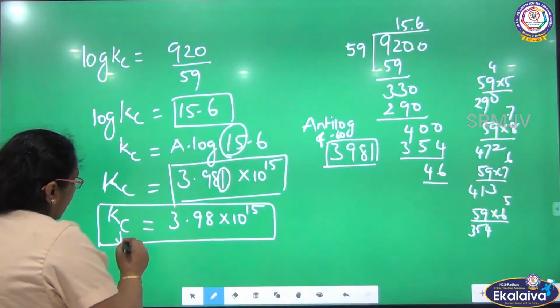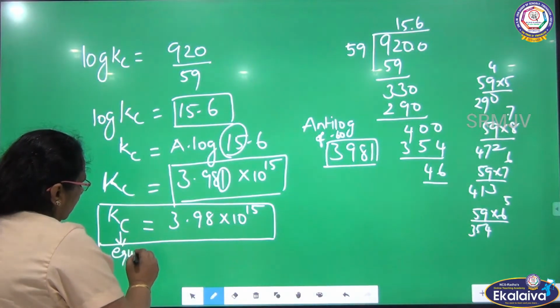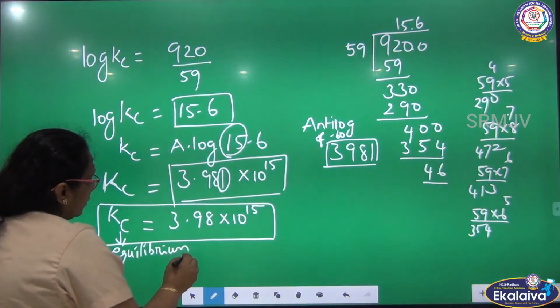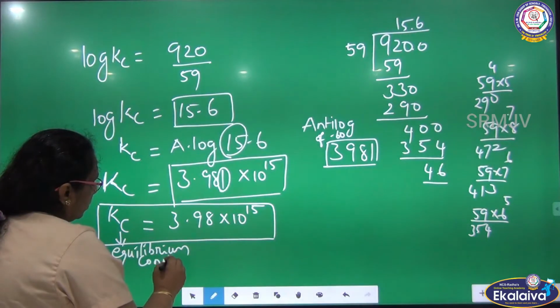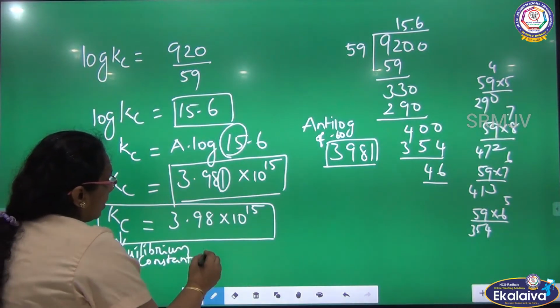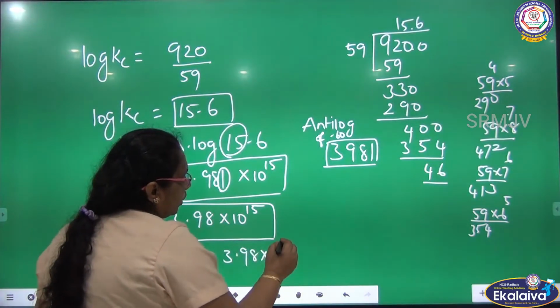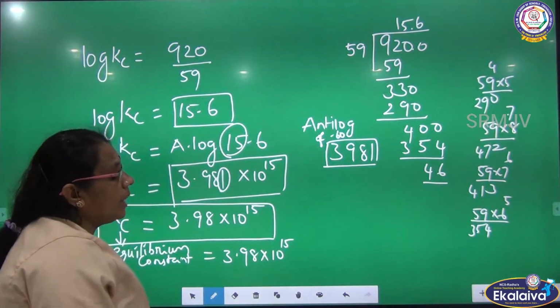So Kc is nothing but the equilibrium constant. So the equilibrium constant is equal to 3.98 into 10 power 15. Okay, so this is one numerical based on the equilibrium constant.